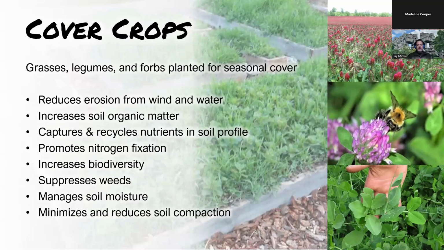Biodiversity, right? You can see the pollinators on there. So they provide kind of some of that wildlife habitat and food for our pollinator friends. Can help suppress weeds and kind of keep soil moisture by keeping those living roots in the soil. And of course, those living roots can break up and minimize soil compaction.